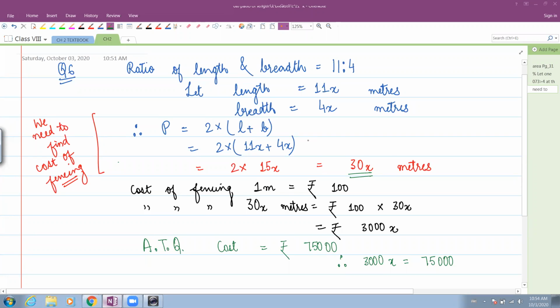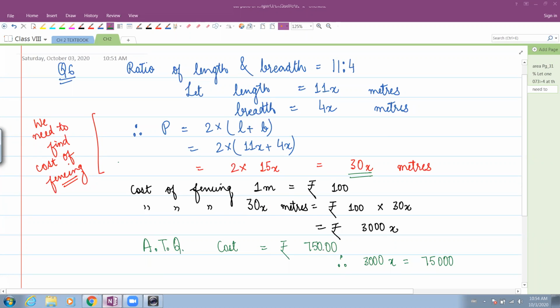All right. So once you have the perimeter, I'm going to find out the cost of fencing, because that is what the question is about. The question is about the cost of fencing that plot. So the cost of fencing 1 meter is given as 100 rupees. So if I know the cost for 1 meter, then for the total perimeter I found above, I can calculate the cost also. So for 1 it is 100, for 30x how much will it be? 30x multiplied with 100, this becomes 3000x.